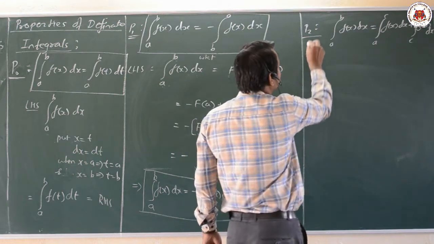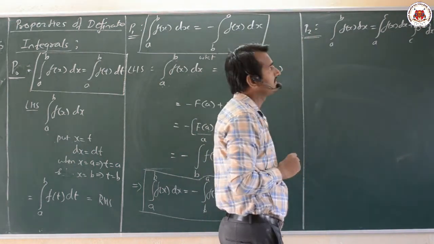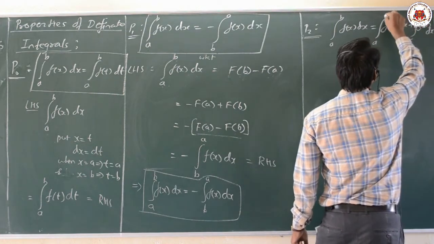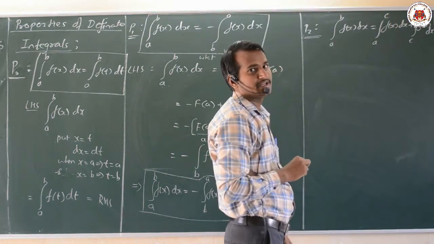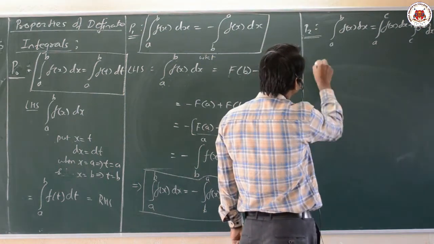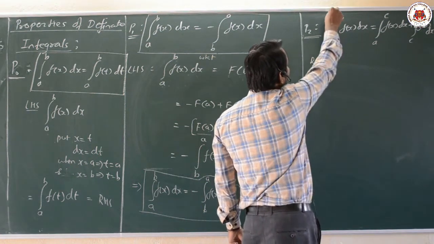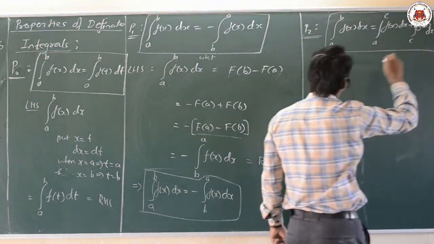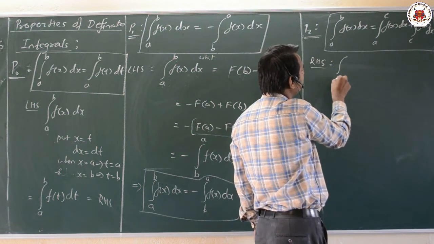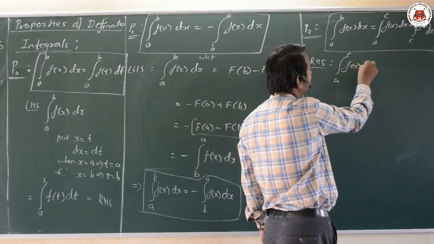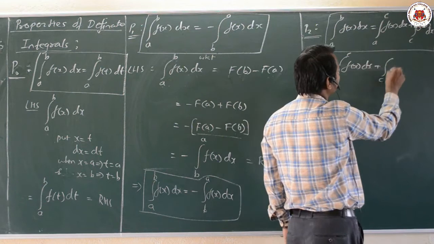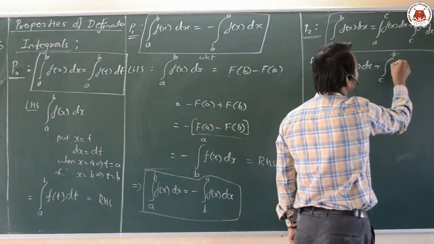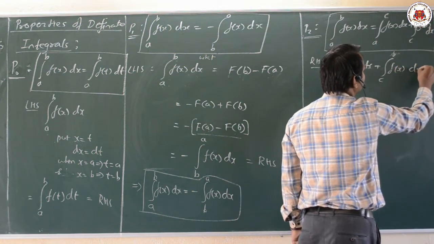Now let us take the RHS part. Let us observe here. This is our required formula, that is our property. We shall take the RHS part. What is the RHS here? That is integral from a to c f of x dx plus integral from c to b. Sorry, it is b here. Integral from c to b f of x dx.